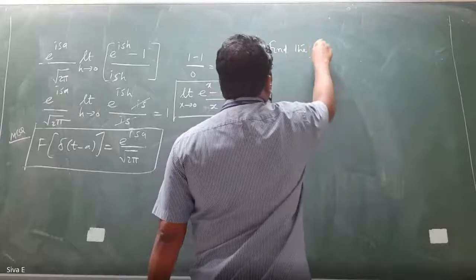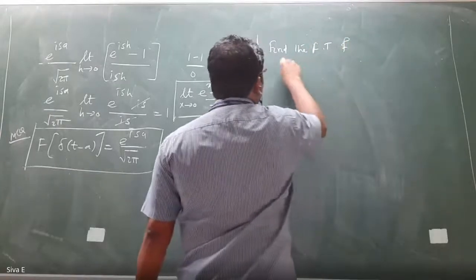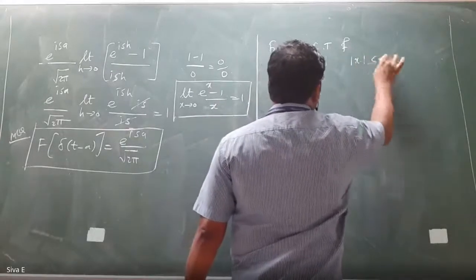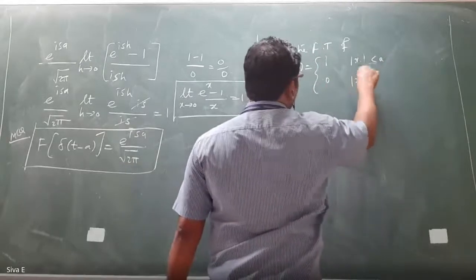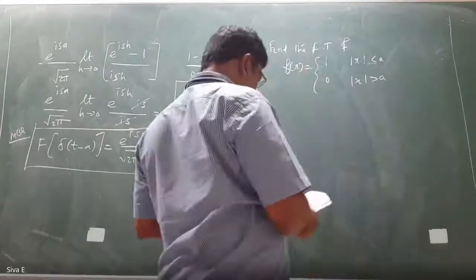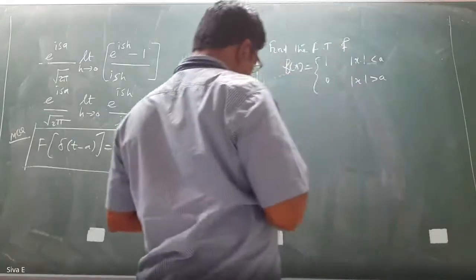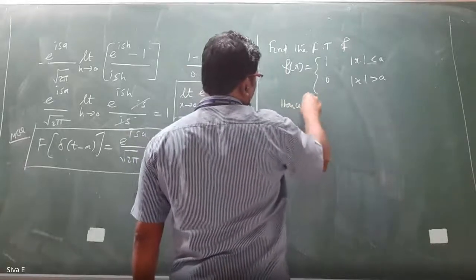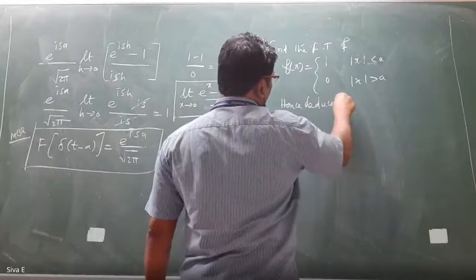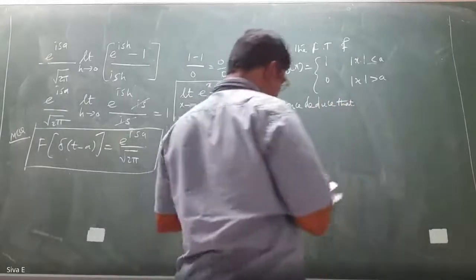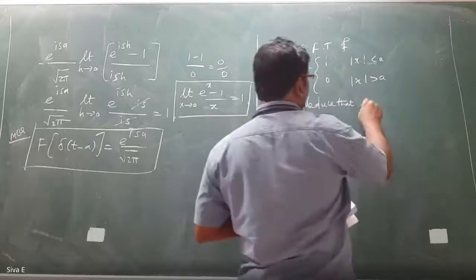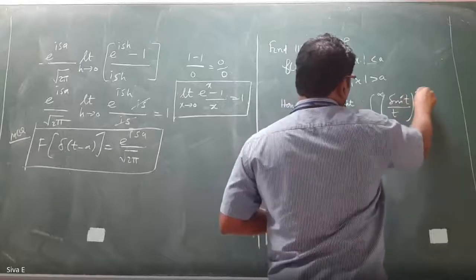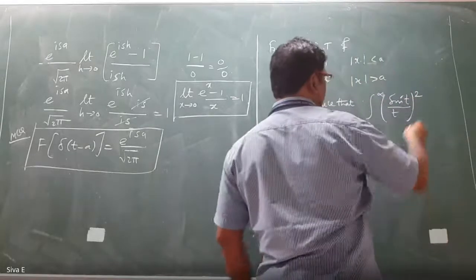Find the Fourier transform of f of x equal to 1 when mod x is less than a, and 0 when mod x is greater than a. Hence deduce that the integral from 0 to infinity of (sin t by t) whole square dt equals pi by 2.